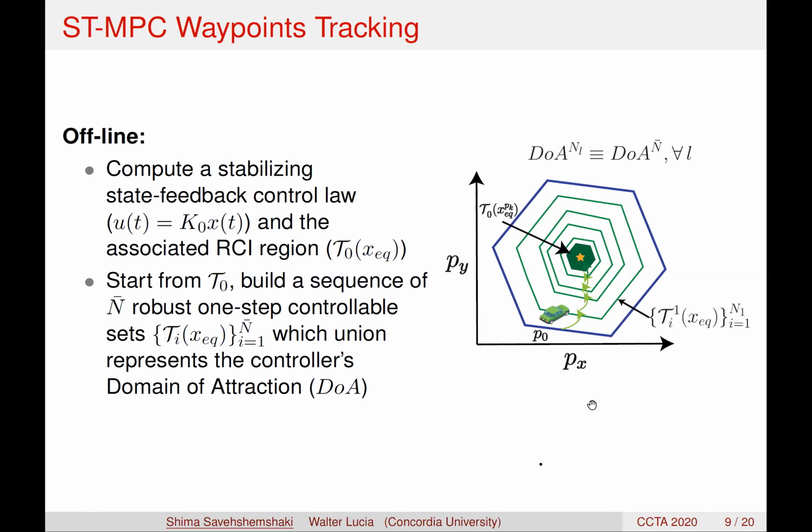After computing the RCI region, we start from that region to build a sequence of n robust one-step control level sets. As you can see in the figure, these green polyhedrons are showing the family of one-step control level sets. As it is evident here, the union of these robust one-step control level sets represents the controller's domain of attraction. In this figure, this domain of attraction is this blue polyhedron.